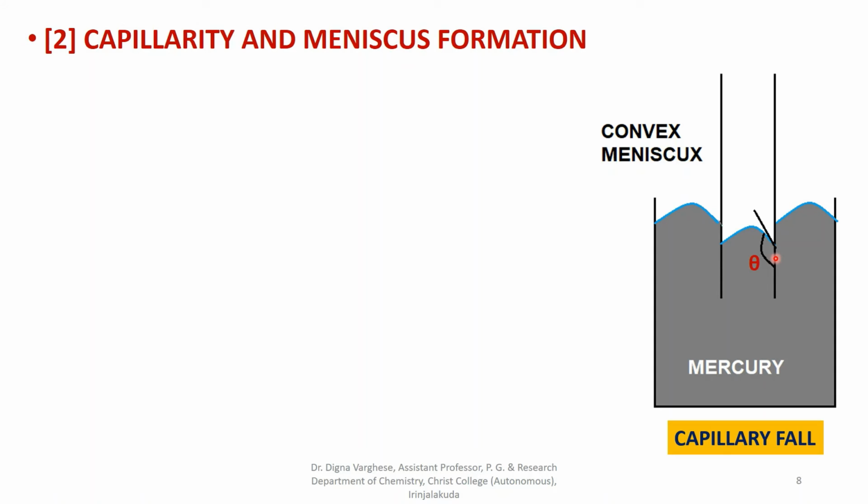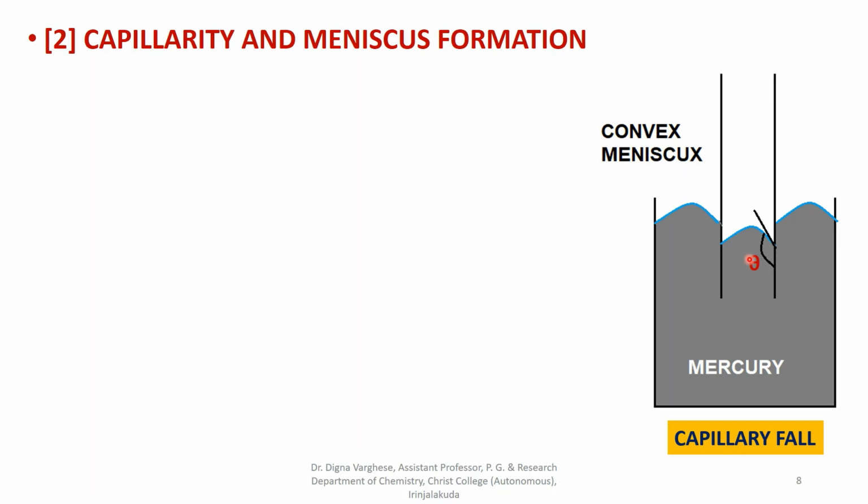Also the meniscus in the middle is curved upward and the edges curved downward, so it has a convex meniscus. This behavior of mercury results from the fact that the cohesive force between the mercury atoms is greater than the attraction between the mercury atoms and the glass, that is the adhesive force. That is just the opposite of the case of water and glass.